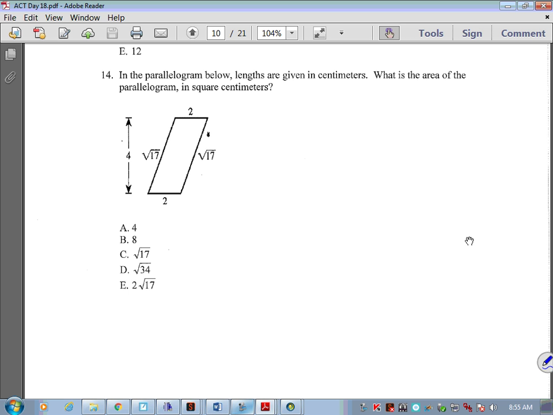Because the way this works, where I would slide that over, it essentially ends up forming a rectangle. So that's why it uses the same formula, because a rectangle is still a parallelogram.